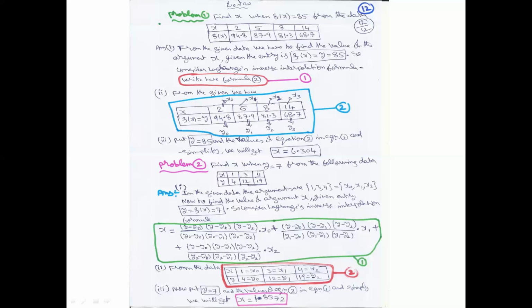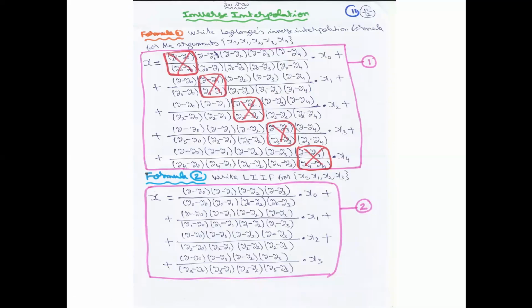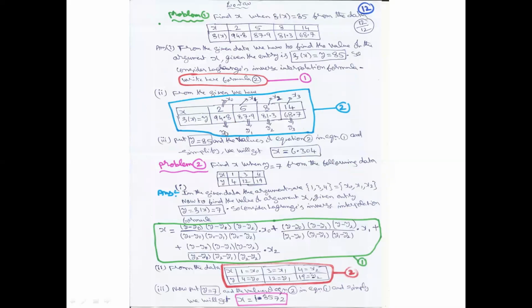So consider the formula. What? x0 to x3 means formula number 2. See the cursor, formula number 2. So write the formula number 2. From the table, we will get the values of y0 to y3, x0 to x3, and y is equal to 85. Substitute all the values carefully in that formula and do the simplification with 100% concentration. Then only you will get the answer. So according to me, the value of x is 6.304.